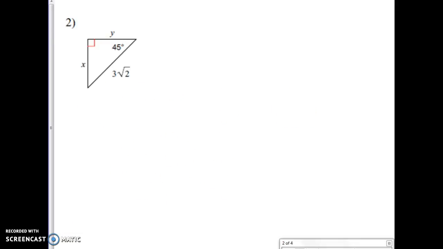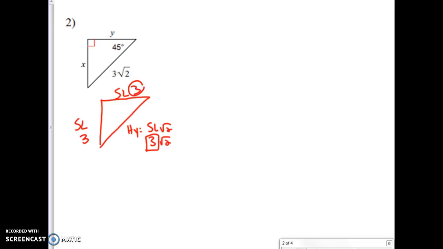Okay? So let's look at this example right here. I have a 45, 45, 90. Okay? I know that the hypotenuse equals the short leg times radical 2. And these are both short legs. They're exactly the same. So in this case, I know that the hypotenuse is 3 radical 2. Well, what is being multiplied by radical 2? It's 3. So that means that both of these sides are 3.